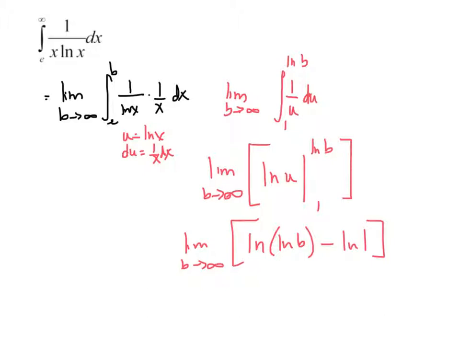Well, now we substitute infinity in, or we think about the limit. The natural log of infinity is infinity. So this is infinite, infinity minus 0. This is a divergent improper integral. We can't get the answer.